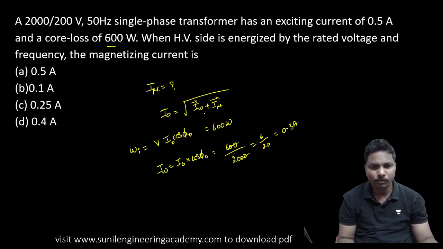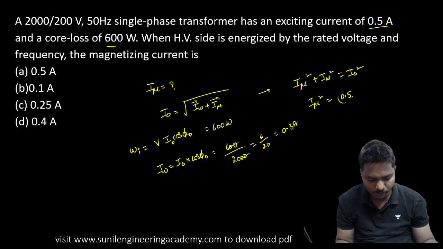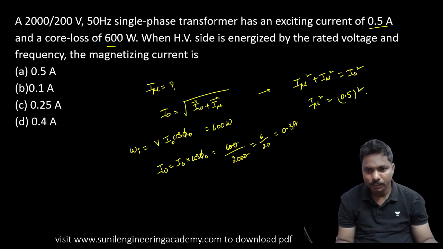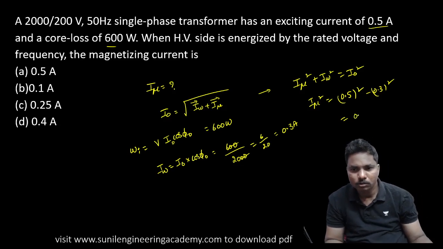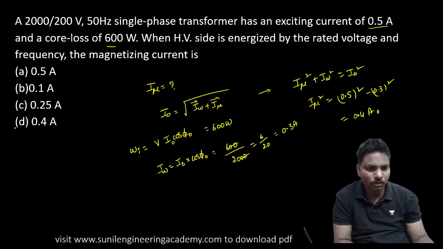So you are getting IW, and you need to get IMU. IMU square plus IW square is equal to I naught square. The exciting current they have given is 0.5. So IMU square is equal to I naught square, 0.5 whole square, minus IW square, 0.3 whole square. That means you will get the answer as 0.4 amps approximately. So the answer is option B.